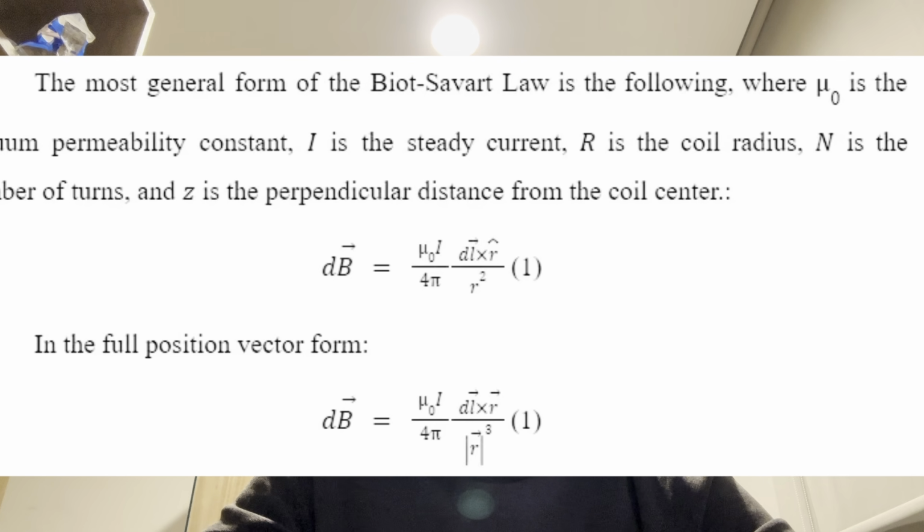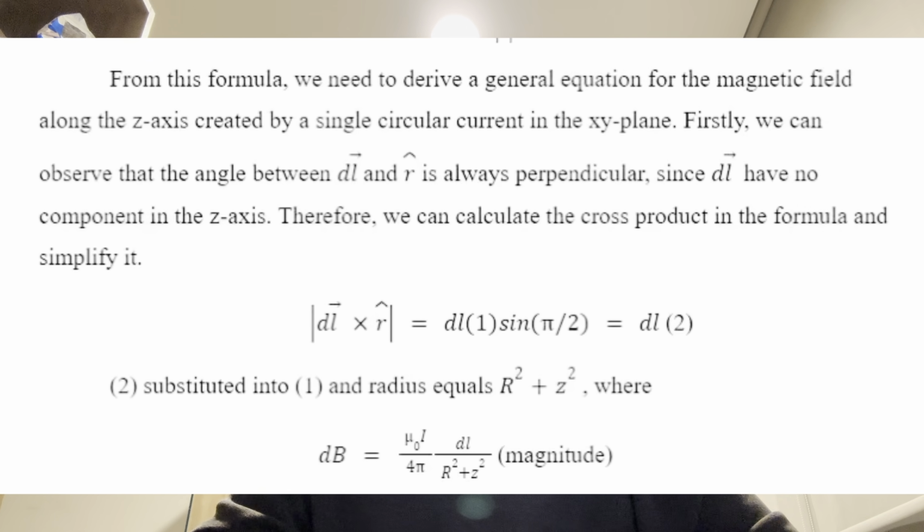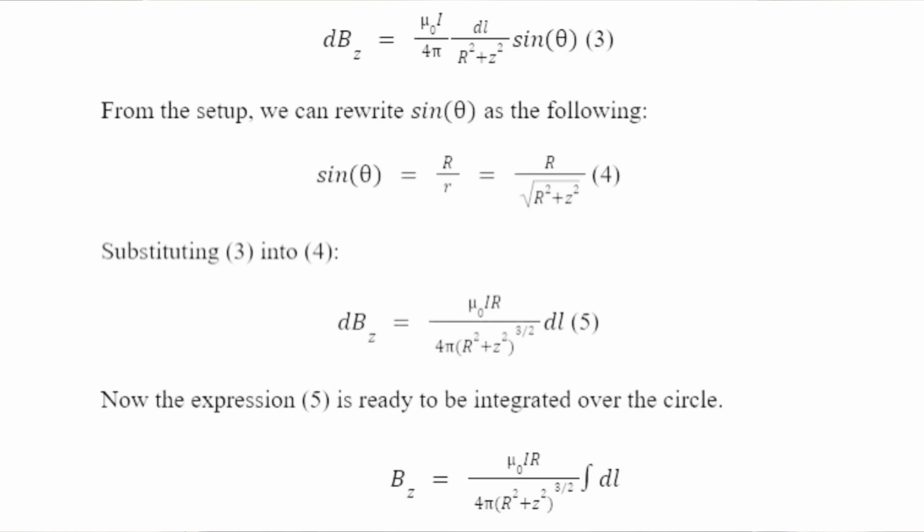Now we will derive the necessary formulas for this experiment. We start with the general form of the Biot-Savart law. Because of the symmetry of our circular loop, the perpendicular components of the magnetic field cancel out. By integrating over the circle, the steps are as the following to get the equation for the magnetic field along the z-axis.